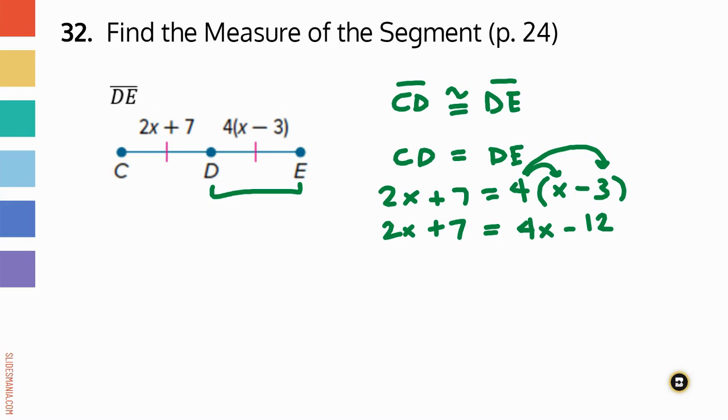Okay, so now I have an equation that I can solve. So I'm going to start by getting the x's together. So I'm going to move the 4x to the other side by subtracting.